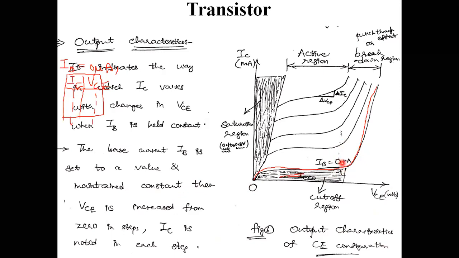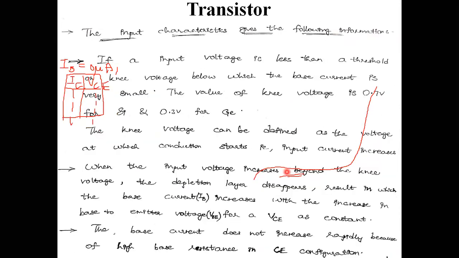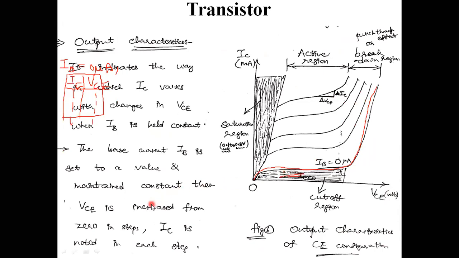After setting that value, the VCC value is going to be increased in a stepwise manner. By increasing this VCC, this VCE is going to be varied, and by increasing this VCE, this IC is going to be varied. Like that, I am going to obtain different readings here.